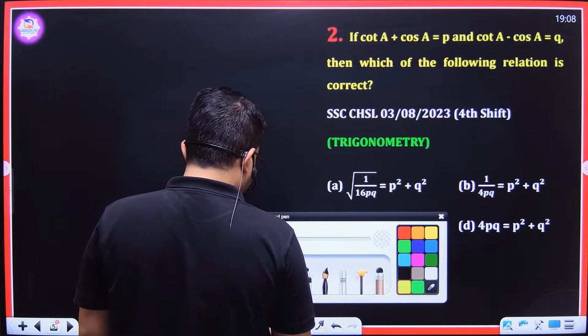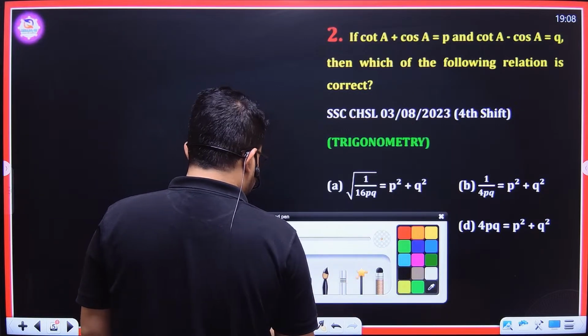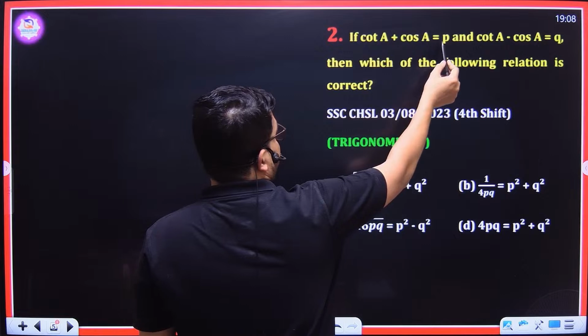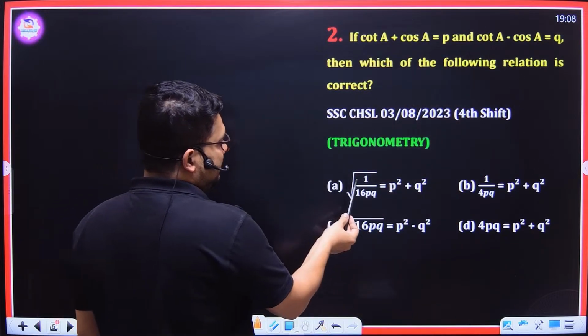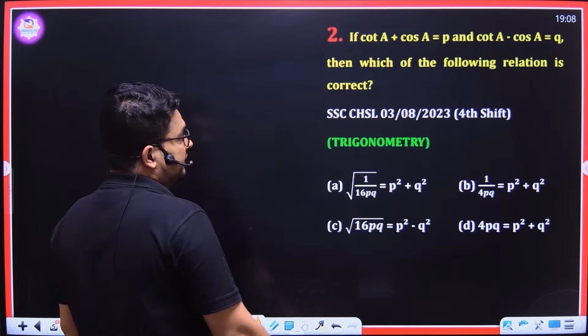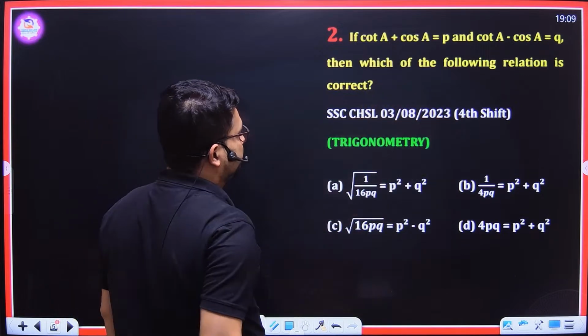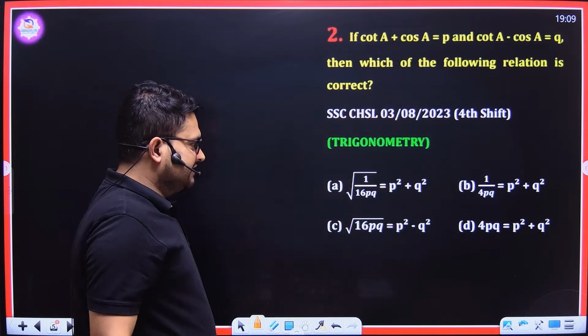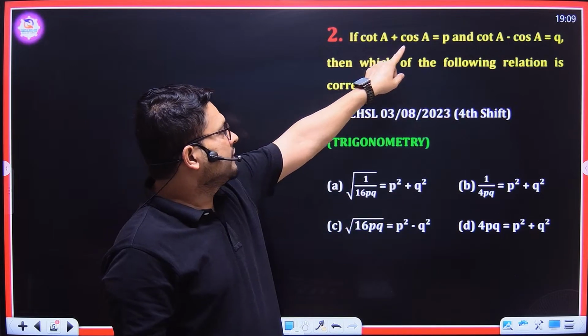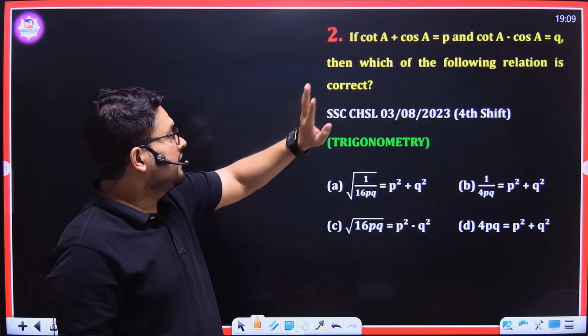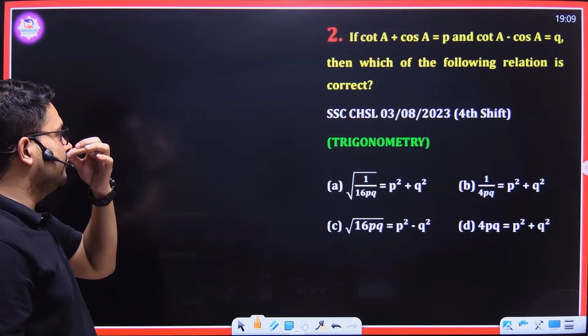See what the question is. I have cot A plus cos A equal to P and cot A minus cos A equal to Q, and in my options there is no cot A or cos A, meaning no trigonometric function is given in my options. Only P and Q are there, so I can put any value of A here.